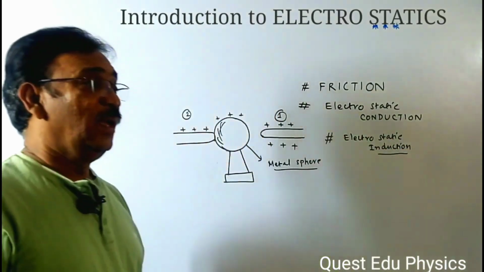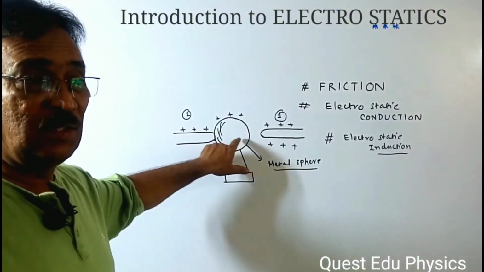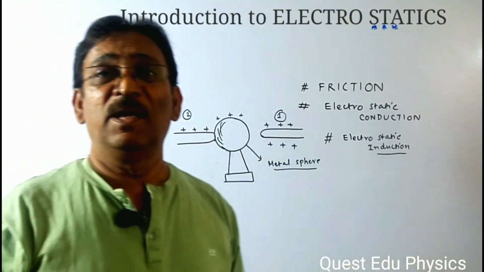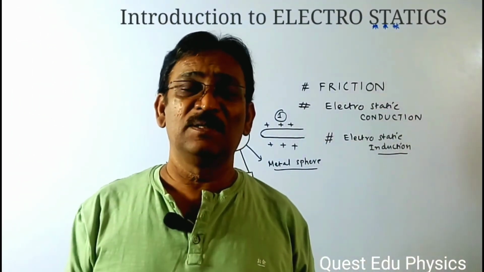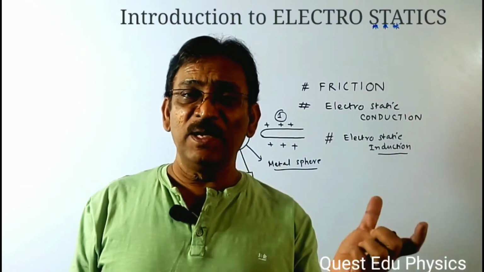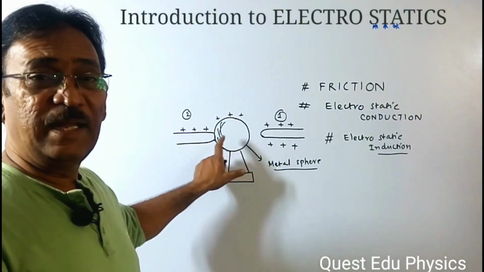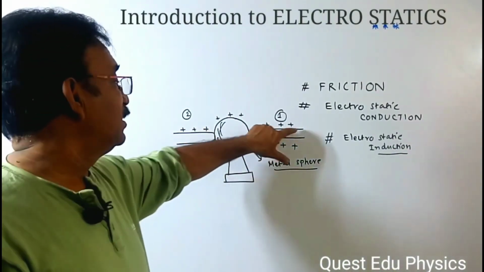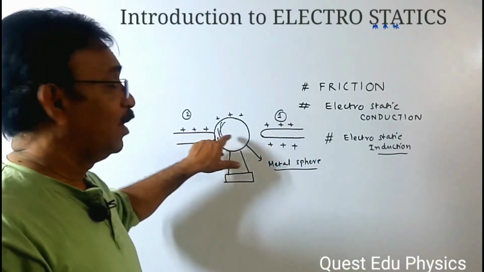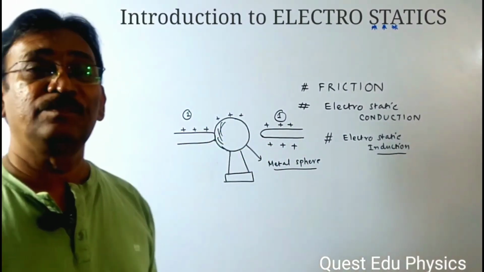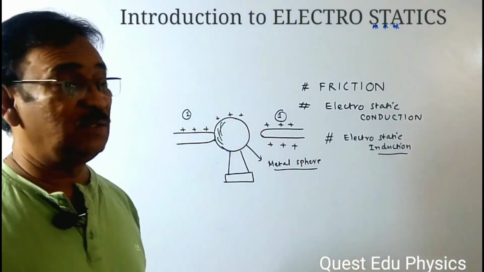Okay, students, conduction means what? With actual contact, we are transferring the charge from one body to another body till the two bodies reach equilibrium. Conduction is the process in which charge will be transferred from one body to another till they reach equilibrium. Means what? If it has 6 units of charge, the charge will be distributed equally among these two bodies. By actual contact, we are transferring the charge.